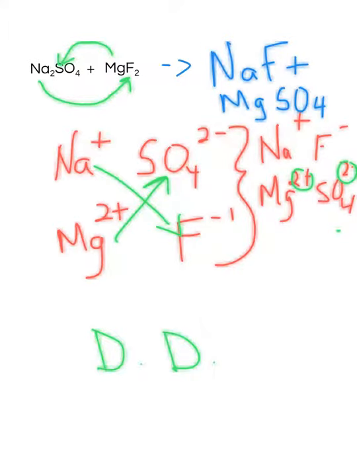Hopefully you did okay with that. Let's try another 2 examples before we finish off with this. All right, so the next example is Al plus K2SO4, so aluminum reacting with potassium sulfate. Take a minute to give this question a try.